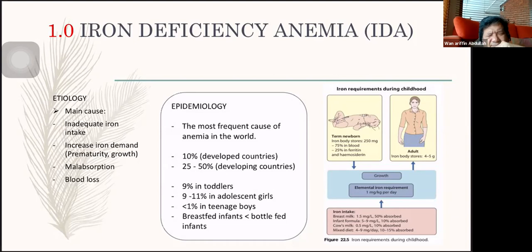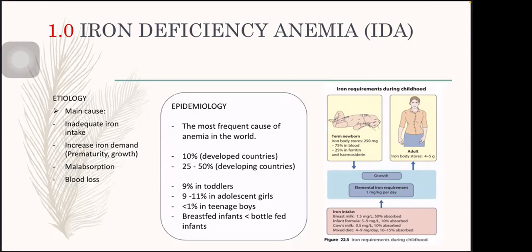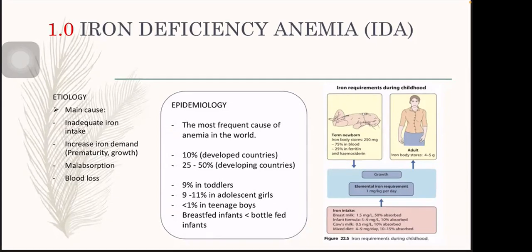Okay. So the iron requirement during childhood, predominantly for the term newborn, is 250 milligrams. And the iron intake can be obtained from the breast milk or infant formula or also cow's milk and also the mixed diet such as the iron fortified cereals.